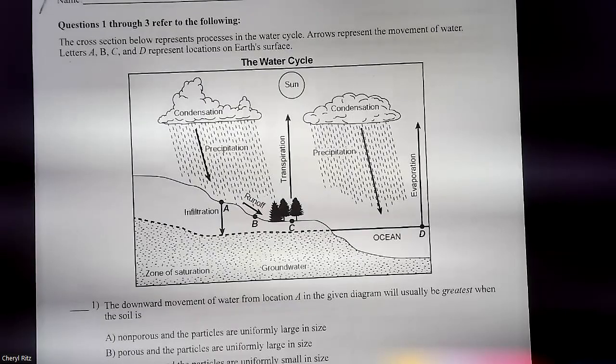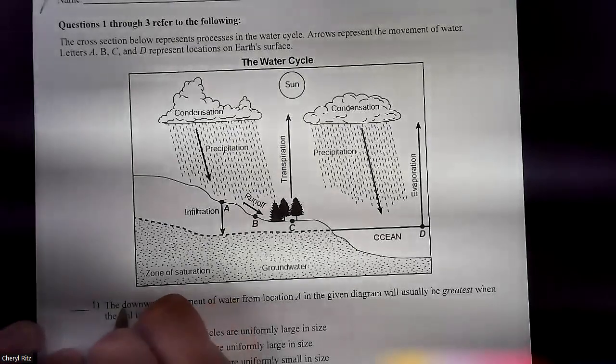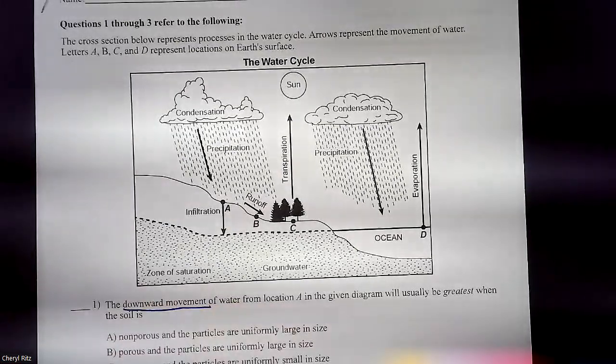Question number 1 said the downward movement of water from location A in the given diagram will usually be greatest when the soil is. My question is, what did you guys think downward movement meant? And I'm not judging, I actually want to know what you thought. So only those of you who got it wrong, if you got it right, just please keep getting it right. So here's A. What did you think downward movement was?